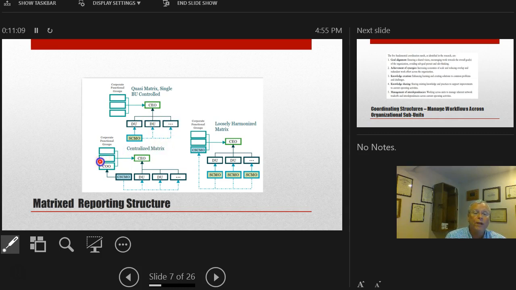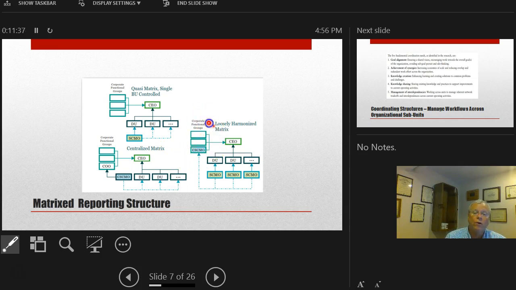This is a controlled matrix where the division SCMOs all report into the centralized unit. Okay, so they report to the division unit, but then they also report into here. So they're dotted line to the business unit, and their reporting line is to corporate. This is, I'm not seeing this one be successful.